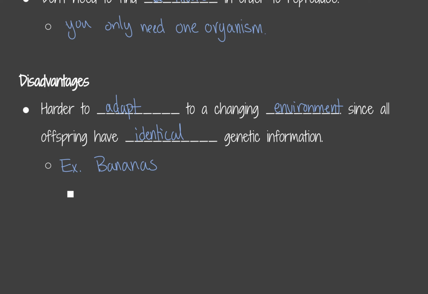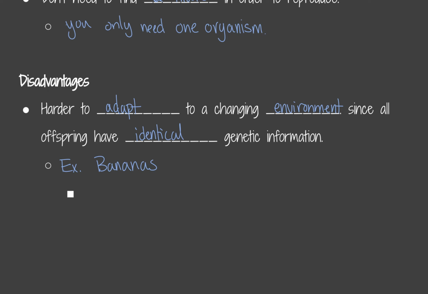And this is actually happening again. It's likely that eventually the current strain of banana that we have will go extinct. There's starting to be a disease that is killing them, and all of the bananas are genetically identical. So we could see that happening again, and maybe we'll get another new strain of banana that's made.